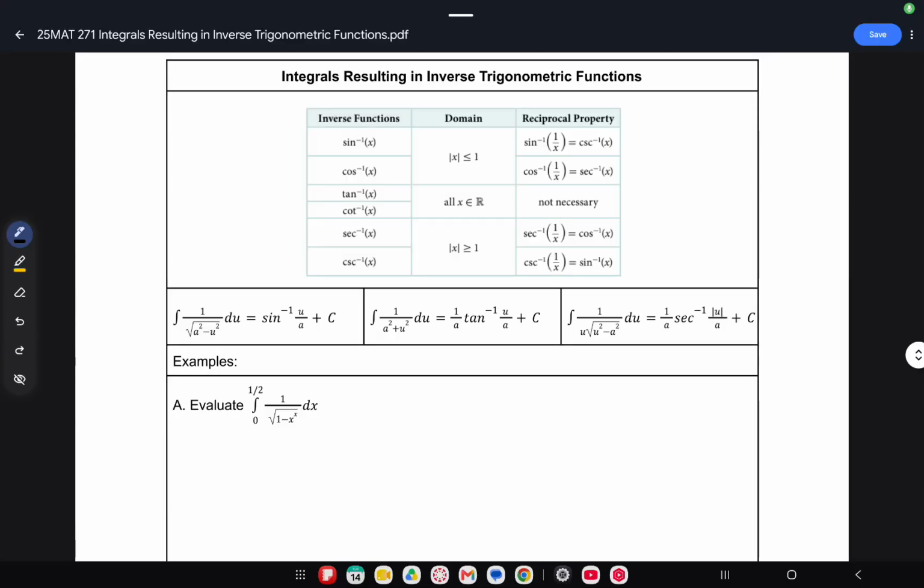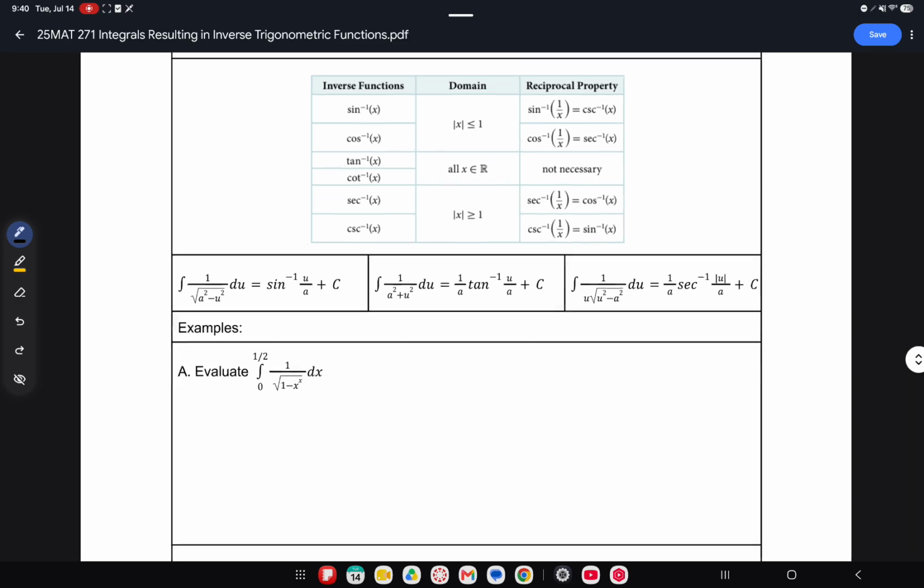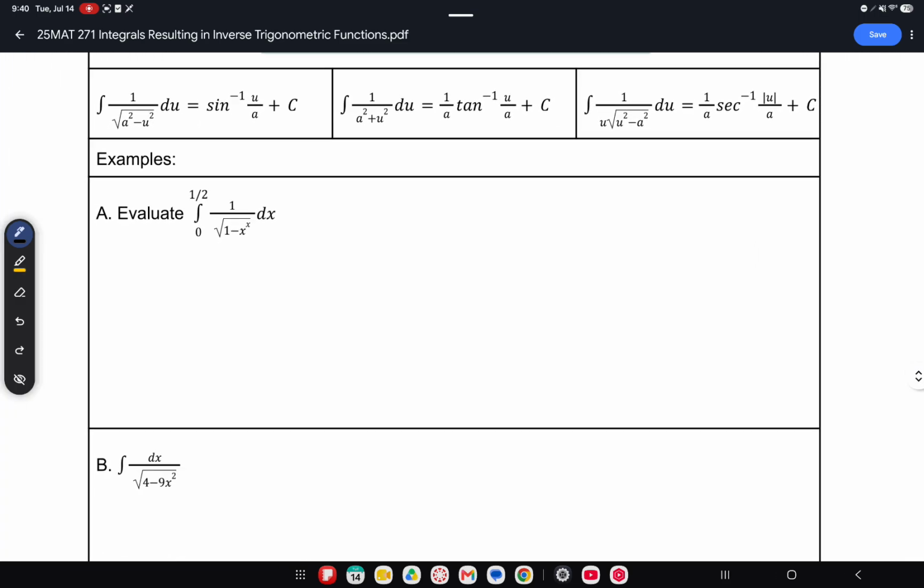Look at integrals resulting in inverse trig functions. So I have a little info thing here where we have the inverse functions, their domain, and then the reciprocal properties. So you can pause that and take a look at those. And then I also just put the integration rules here for a few of them.